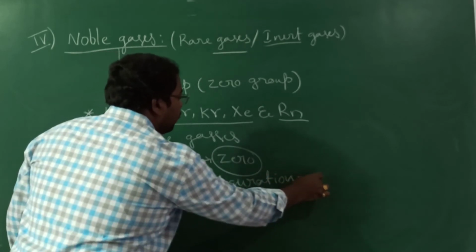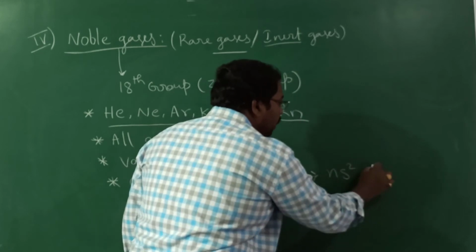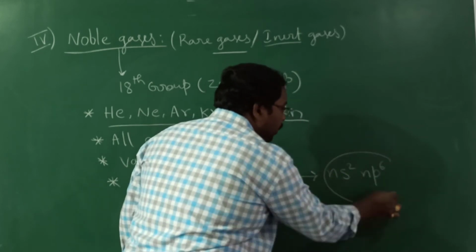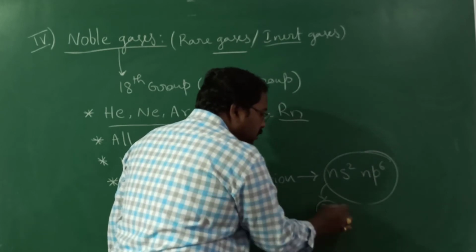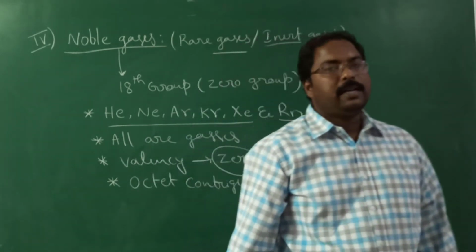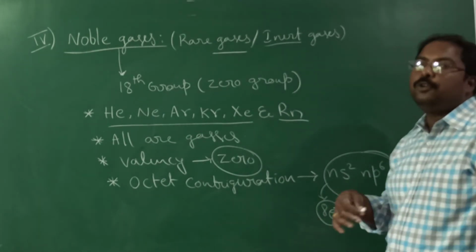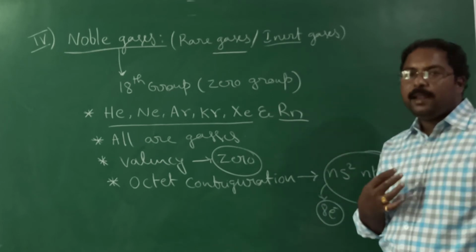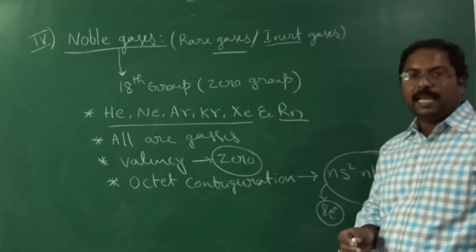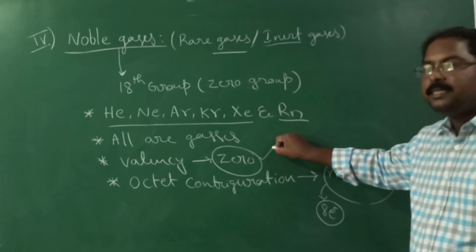What is the general electronic configuration of these elements? They have ns2 np6. If you observe the valence shell, they have 8 electrons, so they have octet configuration. So they are already stable. They don't want to lose electrons, or gain, or even share electrons. So that's why their combining capacity is 0.